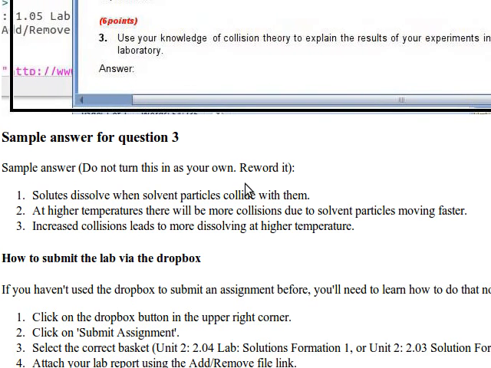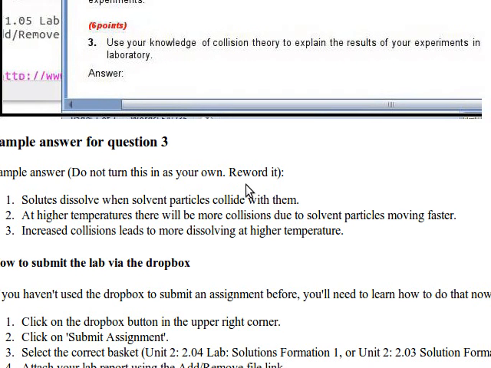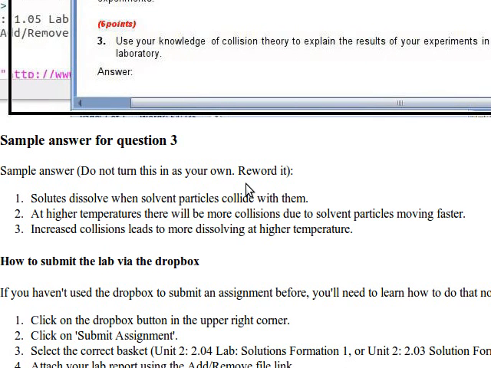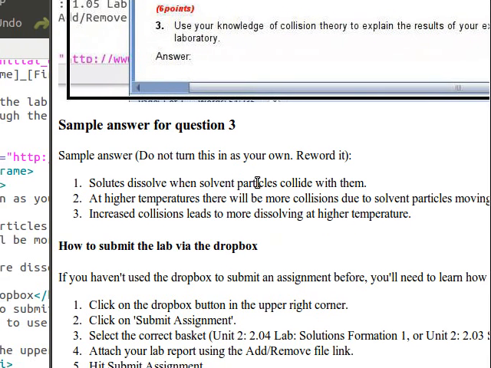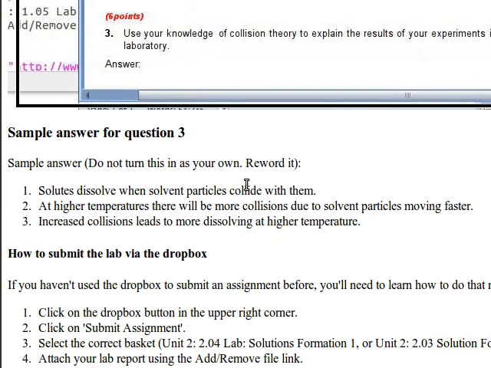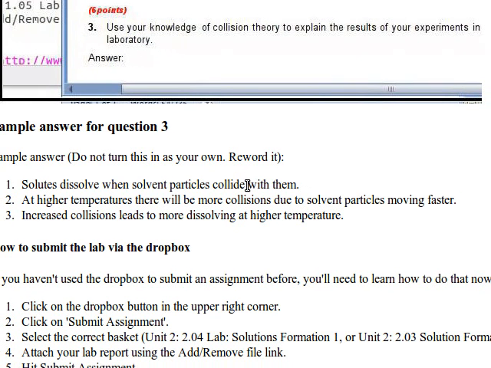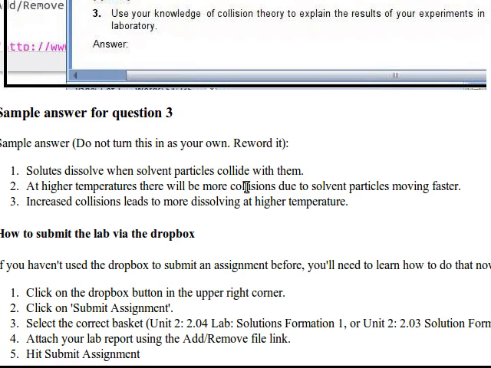We're using collision theory to explain the results of our lab. And our lab shows us, based on temperature, how much solute a solvent can dissolve. So, here it is. First, let me just explain collision theory in a nutshell. Collision theory is the idea that chemical reactions occur when two molecules collide with each other. Here's what your answer should be like.